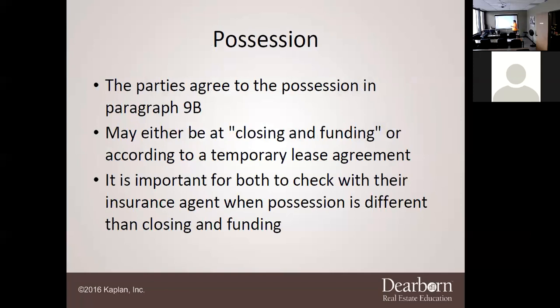All right, possession. So possession is paragraph 9B of the 1 to 4 family contract. And it's basically the parties agree to possession in paragraph 9B. It may either be at closing and funding or according to a temporary lease agreement. There are two boxes you will check, either at closing and funding, or you will check a box that says according to a temporary lease agreement.